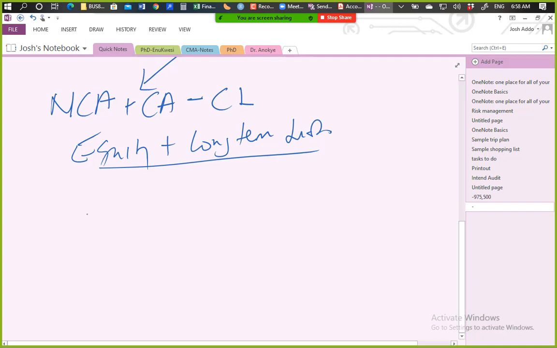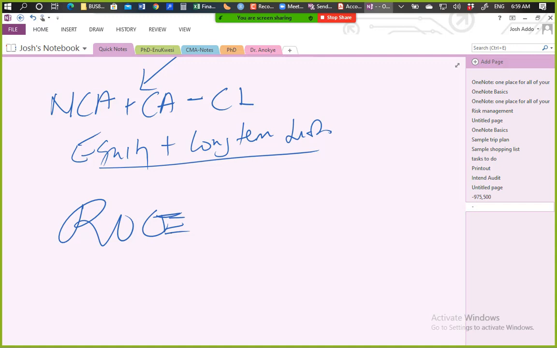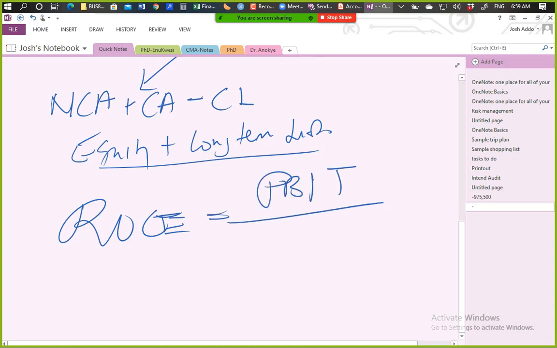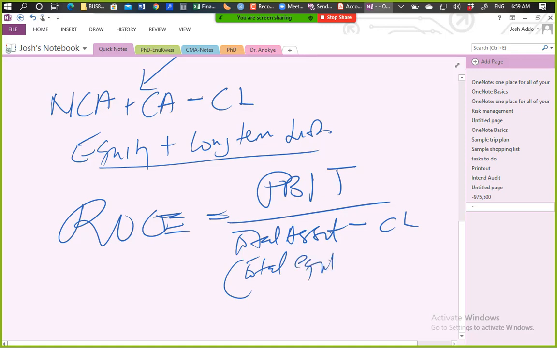So if you want to rewrite the formula for ROCE, you can write it as: profit before interest and tax divided by total assets minus current liabilities, or total equity plus long-term liabilities.